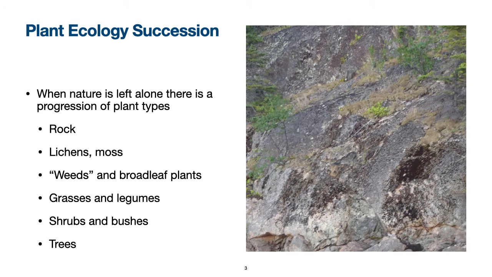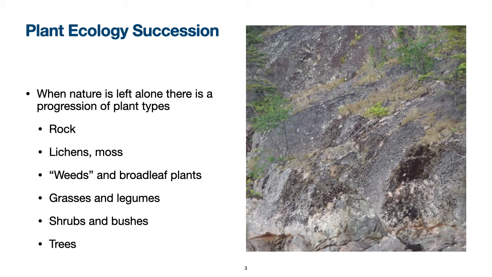When nature is left alone, there is a progression of plant types and soil development. Most of the soils are developed from parent material or rock. On that rock, we'll get some fungi and bacteria. They will go to work and they'll start creating very primitive soils, and this is where the lichens and the mosses start kicking in.